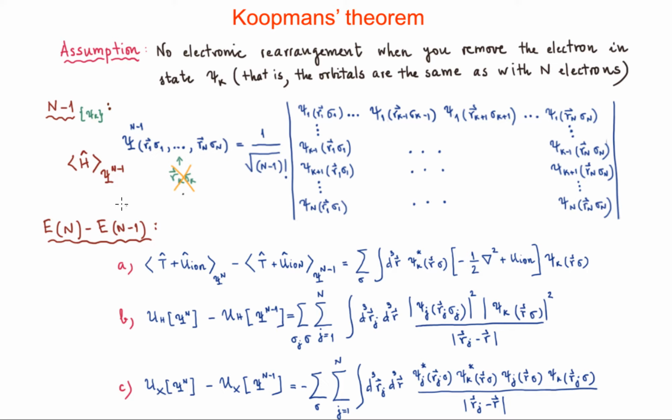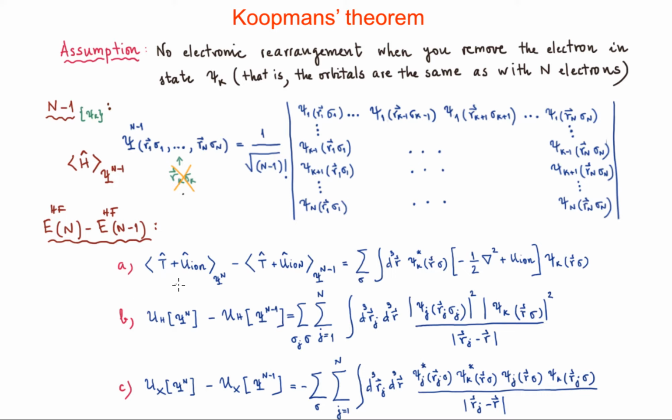Now we're going to derive an expression for the difference between the energy corresponding to n electrons and the energy corresponding to a system with n minus 1 electrons, everything within the Hartree-Fock context. So we're going to divide that, in order to make it much simpler, into 3 different contributions to the energy.